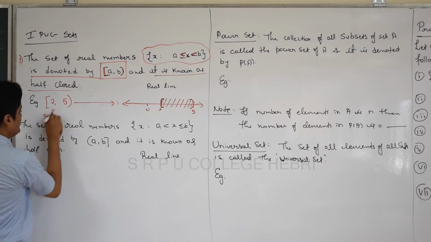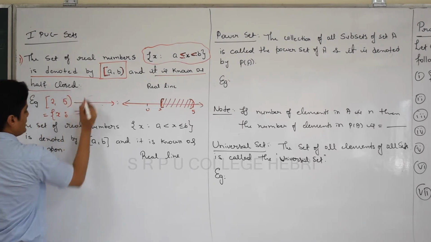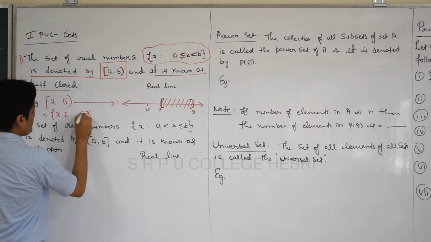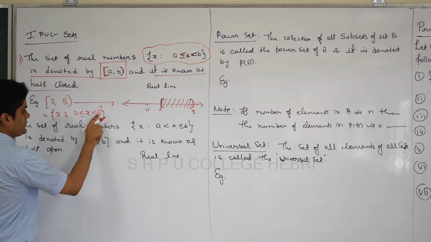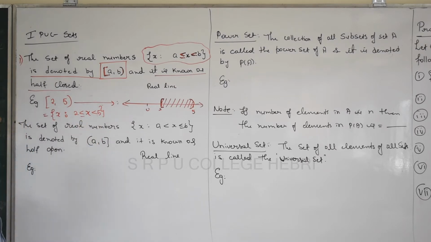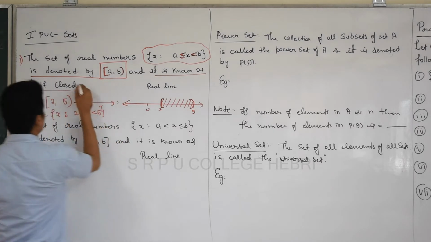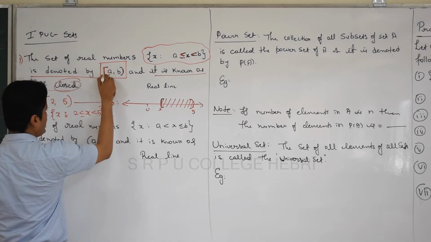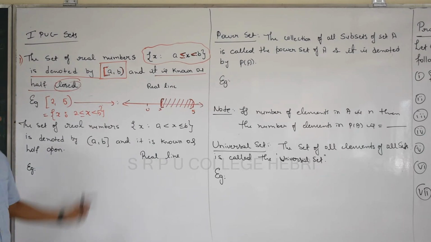How to write this in set builder form? x such that x is between 2 and 5, including 2, not including 5. This is an example of half close, starting with the close but ending with the open bracket. So this is one more type of interval, half close.